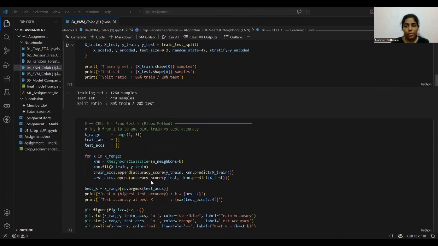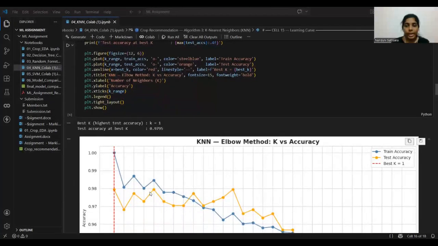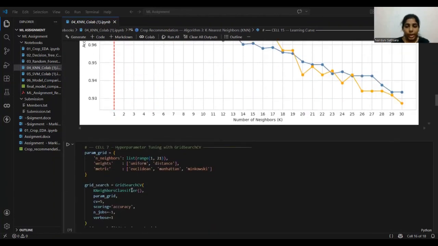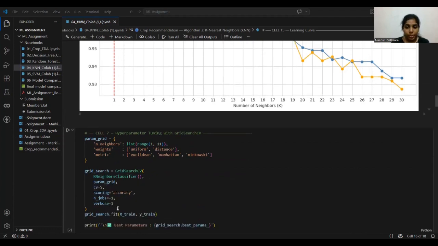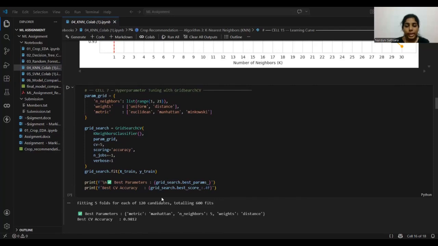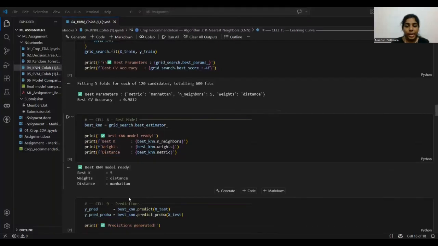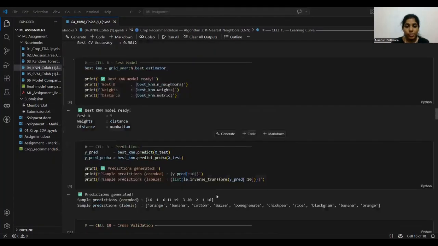I tested multiple values from 1 to 30 and observed how accuracy changes. Initially, k equals 1 gave the highest accuracy, but that can lead to overfitting. So I moved forward with grid search CV to find a more reliable solution. I tested different combinations of number of neighbors, distance metrics like Euclidean and Manhattan, and weighting methods. After tuning, the best model used k equals 5, distance-based weighting and Manhattan distance, which gave the best performance.